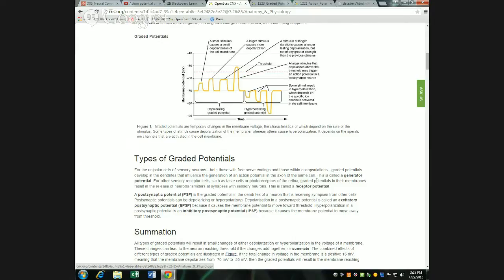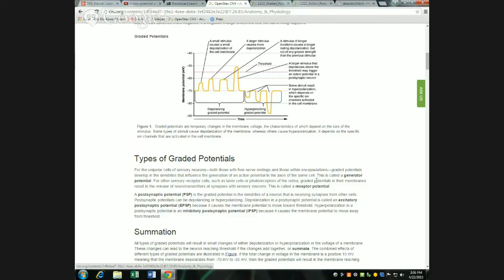And then postsynaptic potentials are graded potentials that happen at synapses. It's called a postsynaptic potential because the target neuron is on the receiving side, the postsynaptic side. There's two types of postsynaptic potentials. There's excitatory and inhibitory.